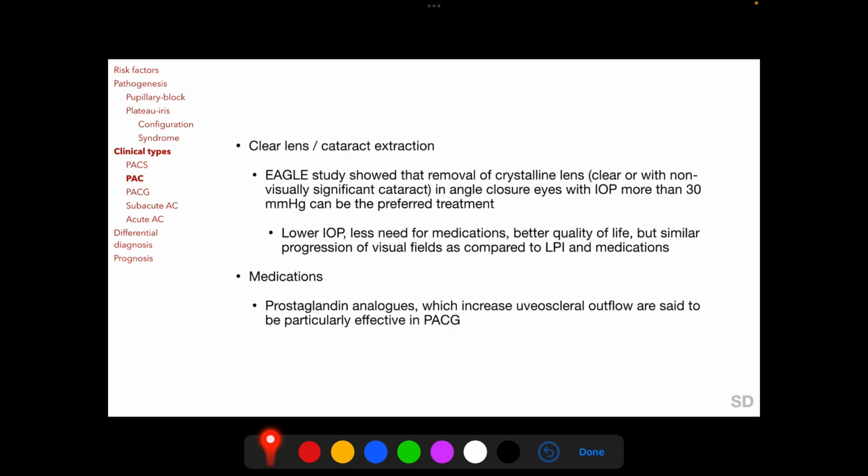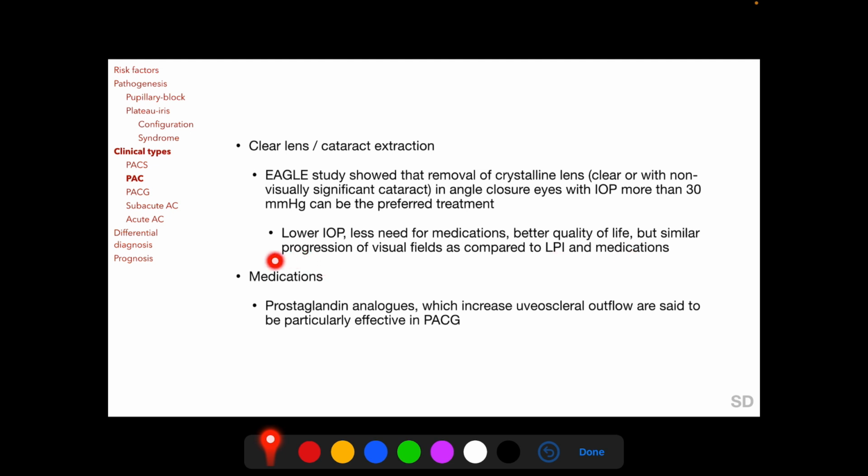The other option to open the anterior chamber angle is extraction of the crystalline lens, whether cataractous or not. And the EAGLE study showed that removal of the crystalline lens, even if clear or with non-visually significant cataract, in angle closure eyes with intraocular pressure more than 30 mm of mercury, can actually be the preferred treatment, because as compared to LPI and medications, extraction of the crystalline lens provides lower IOP, lesser need for medications, and better quality of life, although the progression of visual fields is similar as with LPI and medications.